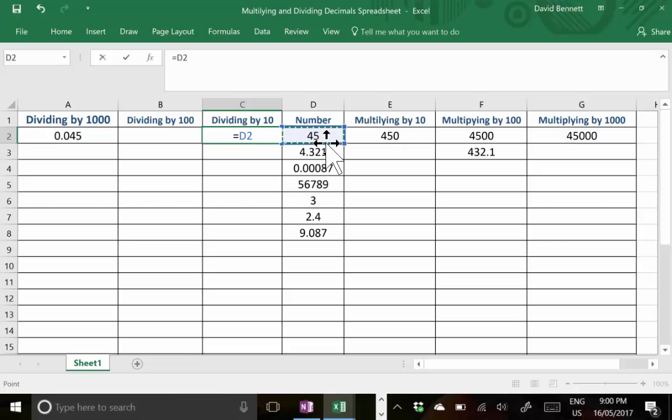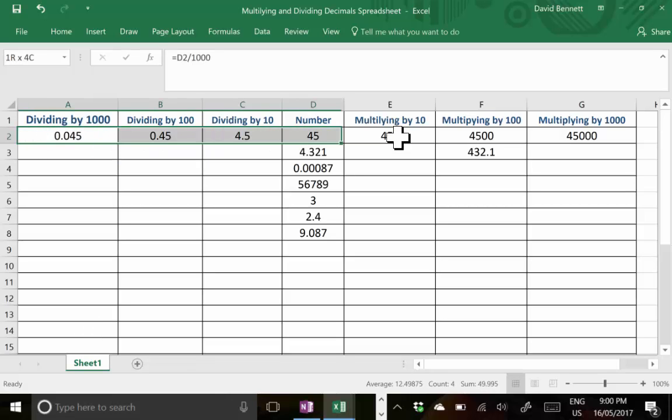Now on this side, we're going to divide by 10. Actually, don't do 45, because if I change that number, I'll show you something really clever later. So it's that cell there divided by 10. So that's going to give us 4.5. So I'm getting the decimal places moved to the left. I'm going to divide it by 100, so equals, point to our cell, divide that by 100. And again, the decimal places moved 2 times that way over here.